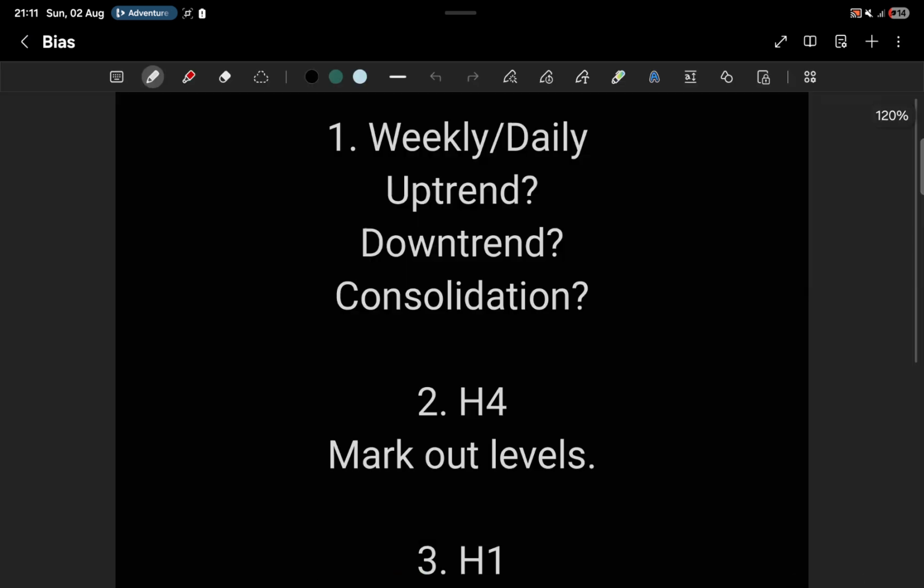But going to what we need to get into now, have the buys. So how to find the buys. You'd start on the weekly and the daily, and you try and see if the market is either in an uptrend, downtrend, or if it's in consolidation. So now let's get to that.